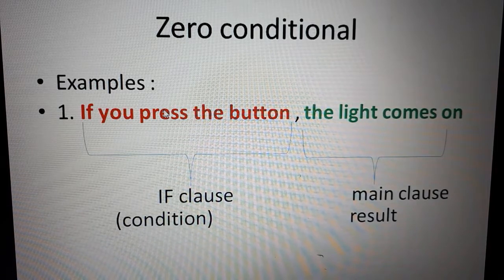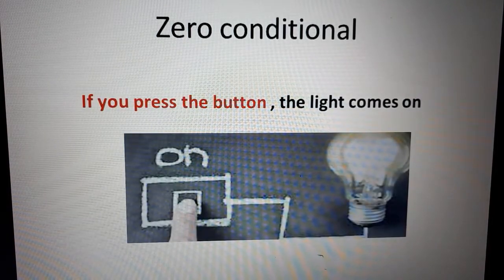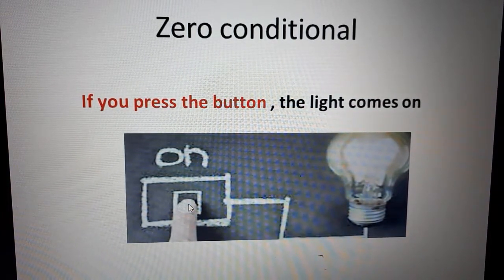Now, go to the picture and look at the picture carefully. If you press the button, directly the light comes on. This is a fact. This is something that is true to happen. هذا شيء حقيقي. اضغط على الزر بتضوي الكهرباء أو المصباح. فإذا إحنا بنحكي عن fact. We talk about a fact. Because we talk about a fact, we use zero conditional.